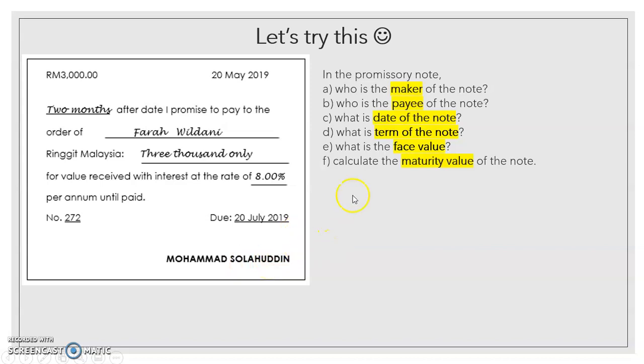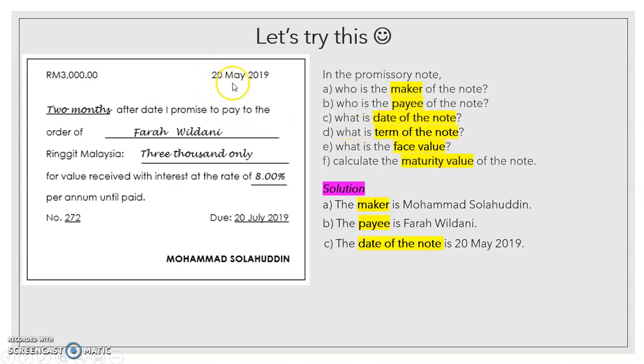Okay. So in the promissory note, here are the questions. We need to know who is the maker of the note. Okay, so who signs the note? So the maker is Muhammad Solahuddin. Next, who is the payee of the note? To whom it's going to be paid? Okay, it's Farah Wildani. So the payee is Farah Wildani. What is the date of the note? So when is it? It's going to be on the 20th May 2019. The term of the note, how long? It's going to be 2 months. The face value, which is the original value, it's going to be 3,000.